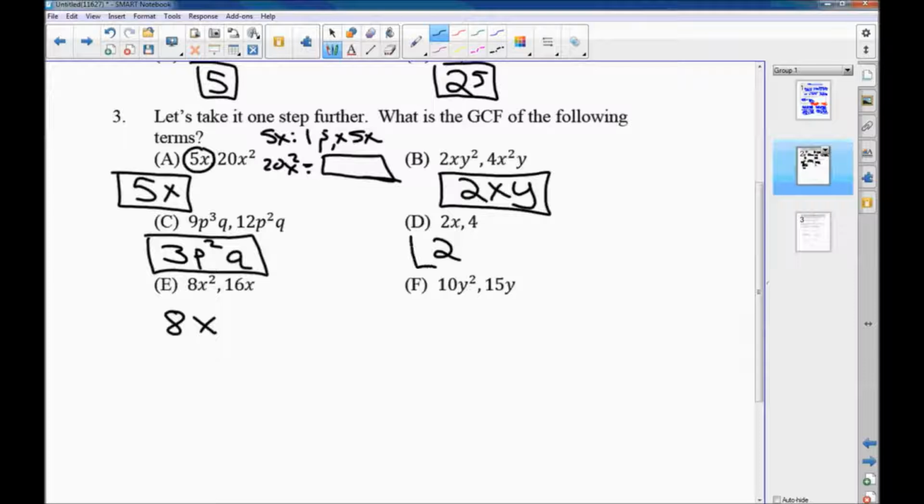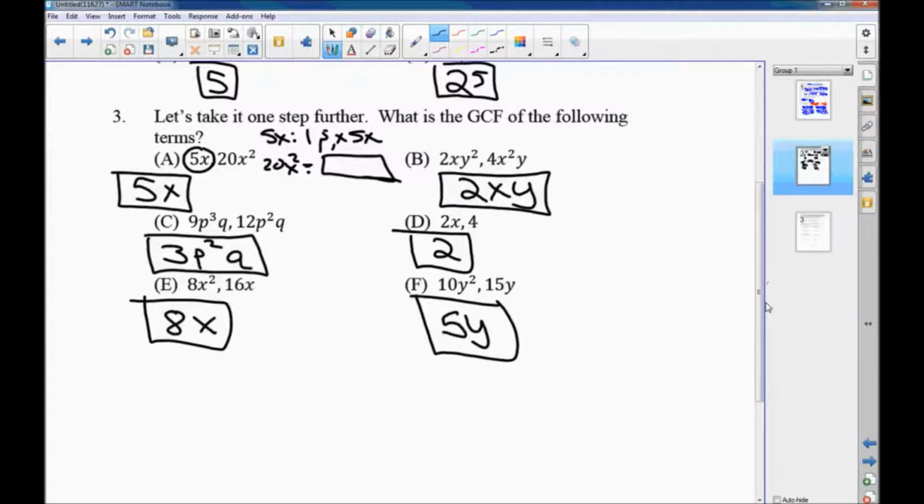And for our last one, 5 is the biggest number that will divide into both 10 and 15, and y is the biggest amount of y's that will divide evenly into both. Okay. Let's flip it over and see if we can build on this a little bit more.